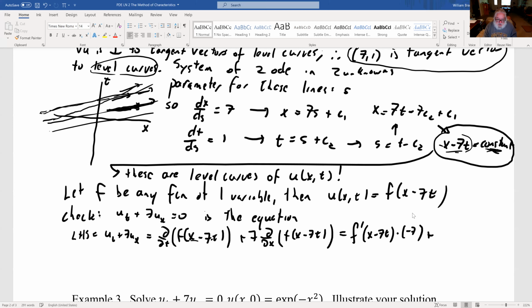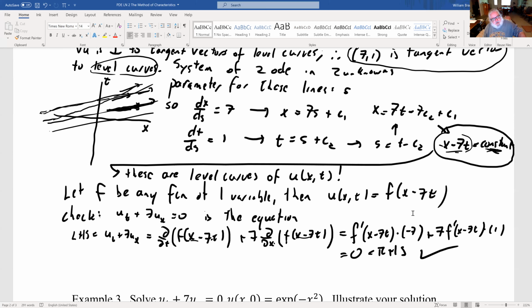What's the derivative of, well, 7 times d by dx of this? Well, the partial derivative of this, derivative of the outside of f, that's just going to be f prime of the inside, times the derivative of the inside with respect to x, which is just 1. And that equals 0. Yay.